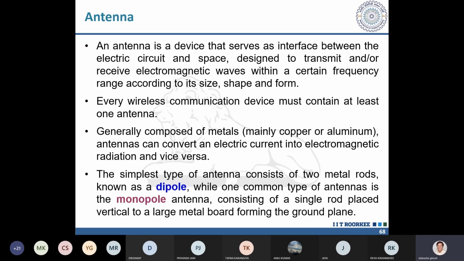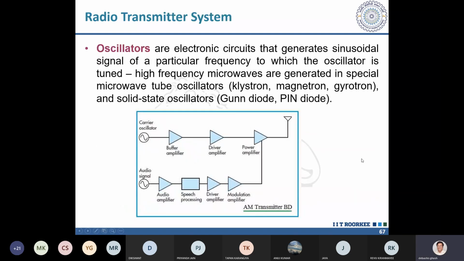What is an antenna? An antenna is a device that serves as an interface between the electric circuit and space. So you have the electric circuit on this side, and the space on the other side. The antenna is the interface. The antenna is used for throwing the electromagnetic wave from the transmitter into space, and on the receiver side, it is just the other way. It will take the electromagnetic wave from space and put it into the electrical circuit in the receiver.